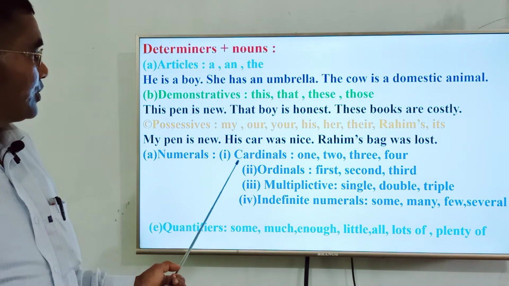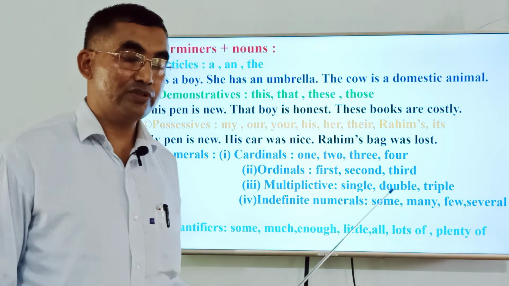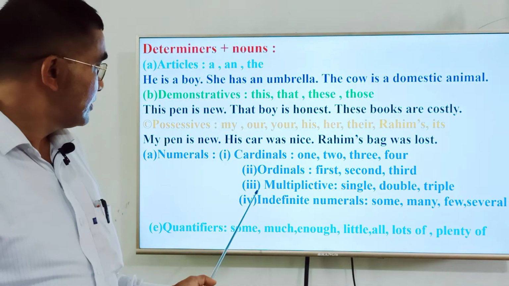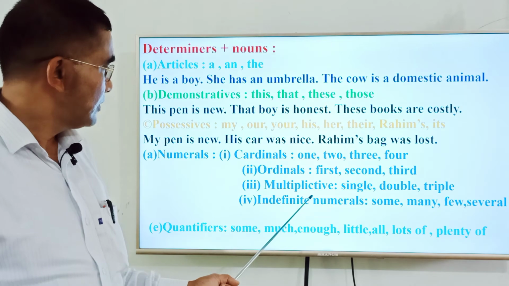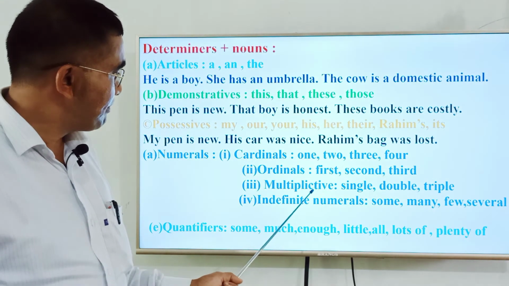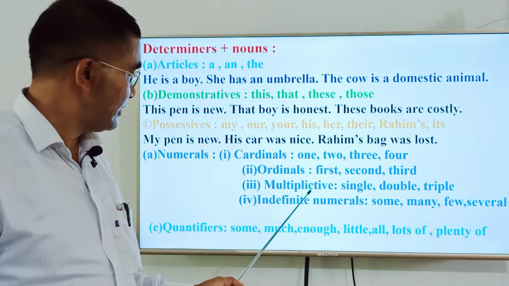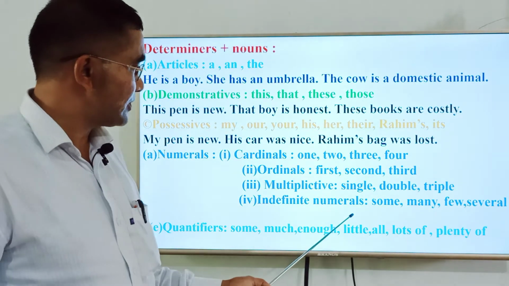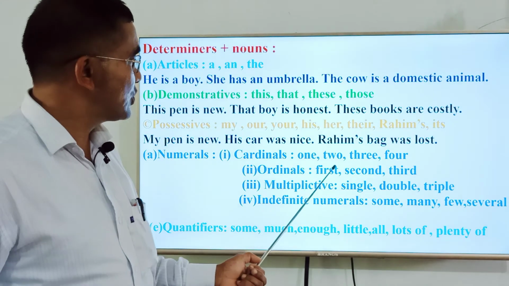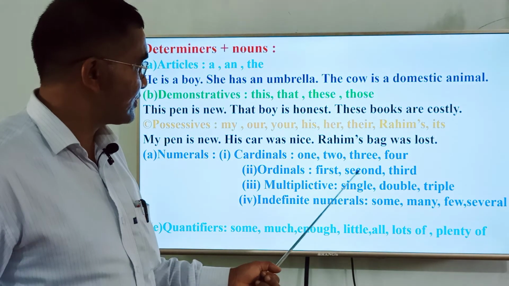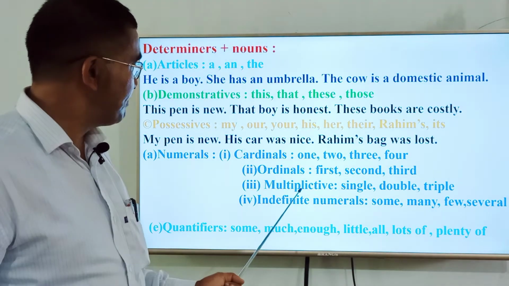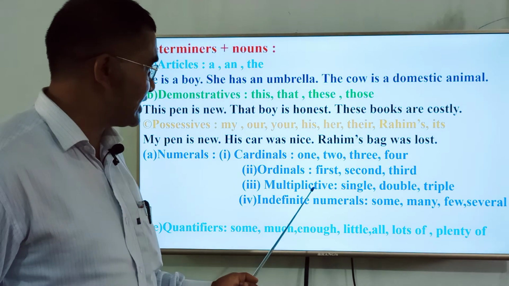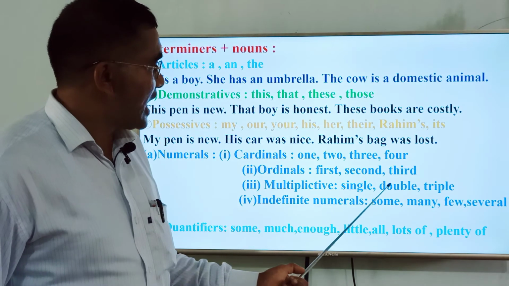Numerals. You know, numerals are generally four types, namely cardinals, ordinals, multiplicative. Sorry, the spelling is multiplicative, C-A-T-I-V-E. Then indefinite numerals. So cardinals: 1, 2, 3, 4. Ordinals: first, second, third. And then multiplicative: single, double, triple.